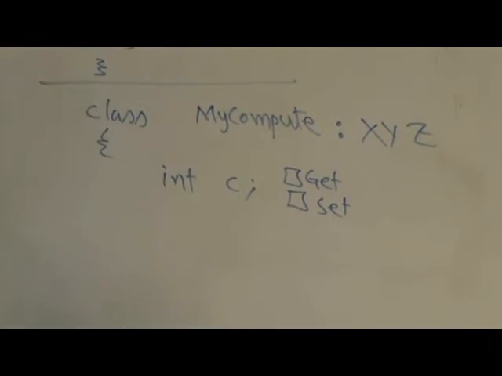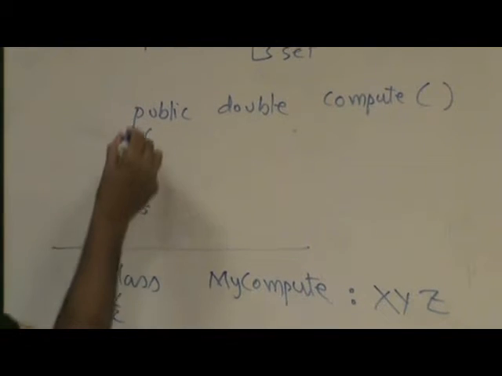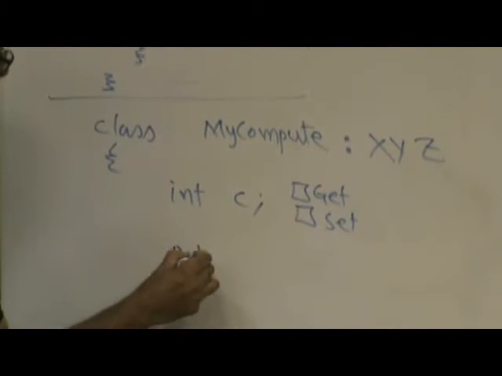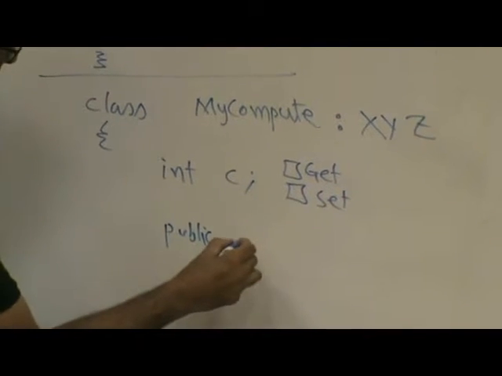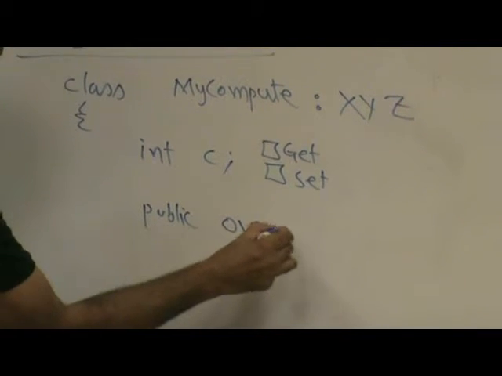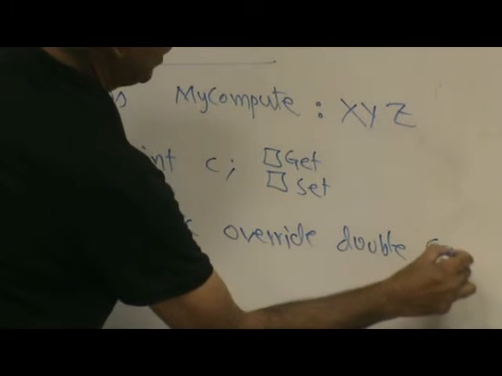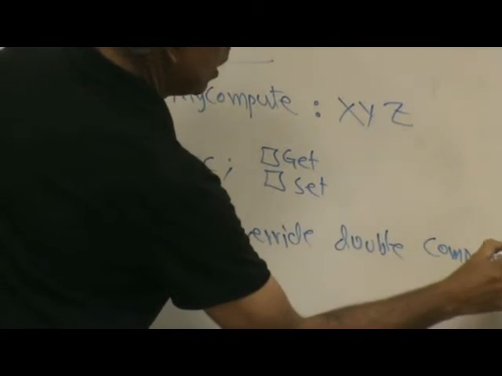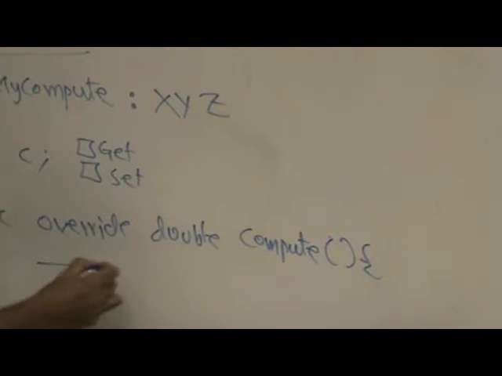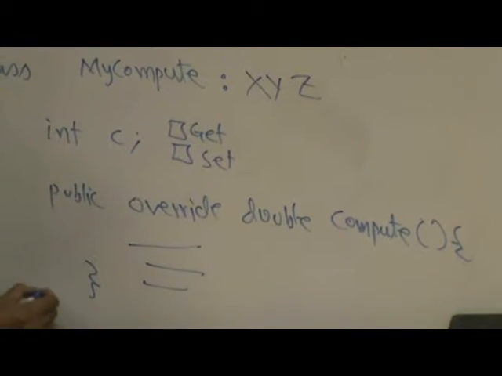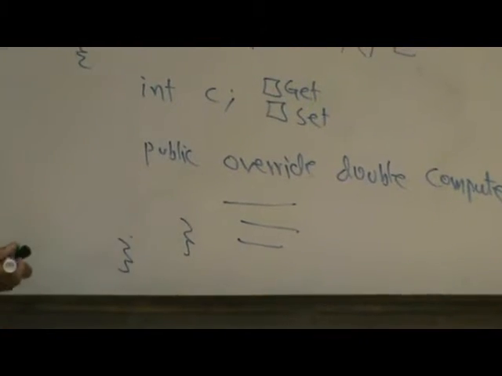Okay, and then we wanted to override this, so we said public override double compute. And we wanted to provide some different code, whatever that code is, right? So that was the goal.